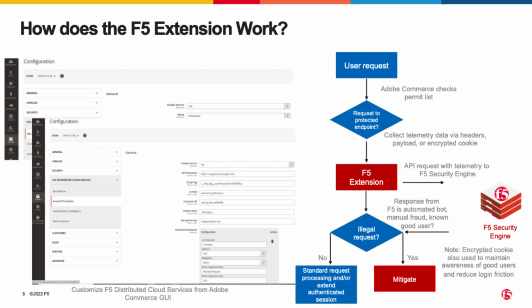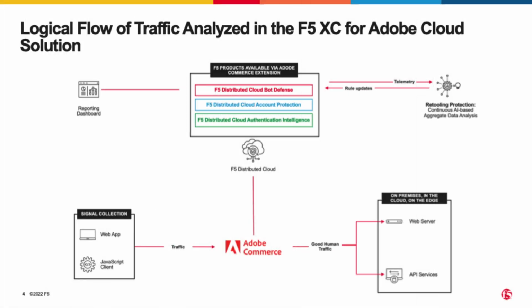This diagram quickly shows you that the F5 extension intercepts the request that you identify and dictate, sends an API request to F5 for a response of whether it is good or bad traffic. Based on the response from the F5 security engine, you'll either allow the traffic or mitigate it based on your policies. I'm going to walk you through the steps necessary to integrate both F5's Distributed Cloud and Adobe Commerce to protect your website from malicious bots.